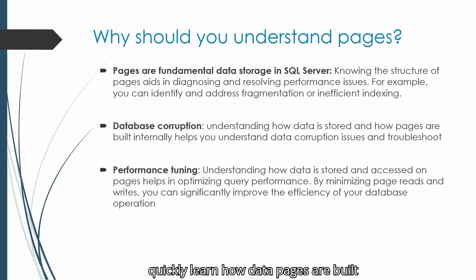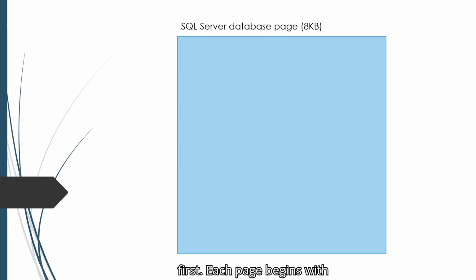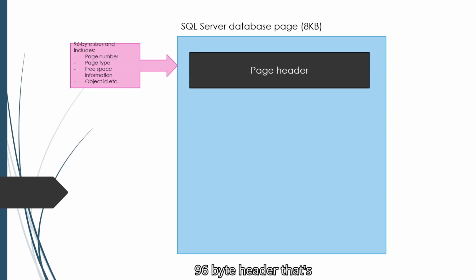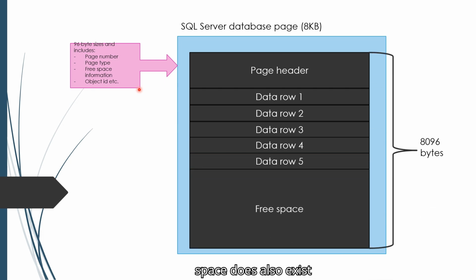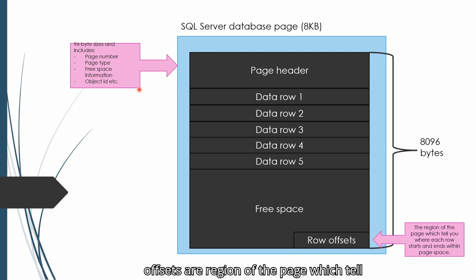So, let's quickly learn how data pages are built first. Each page begins with a 96-byte header that's used to store system information about the page. This information includes page number, page type, the amount of free space on the page, or object ID, for example, right? Right after the page header, data rows are stored. Then, if the data page is not full, free space also exists from this 8 kilobyte space. Then there are row offsets. Row offsets are the region of the page which tells you where each row starts and ends within the page space. Okay, this is a very high-level architecture, right?